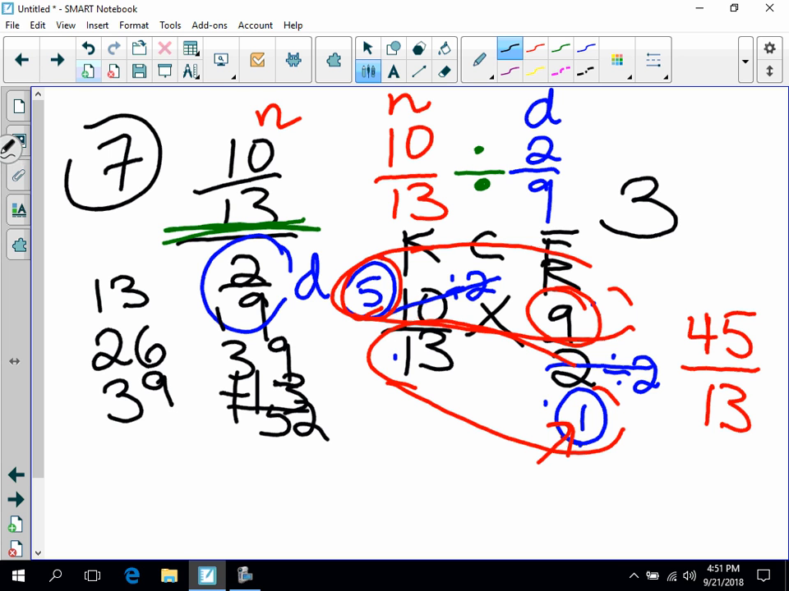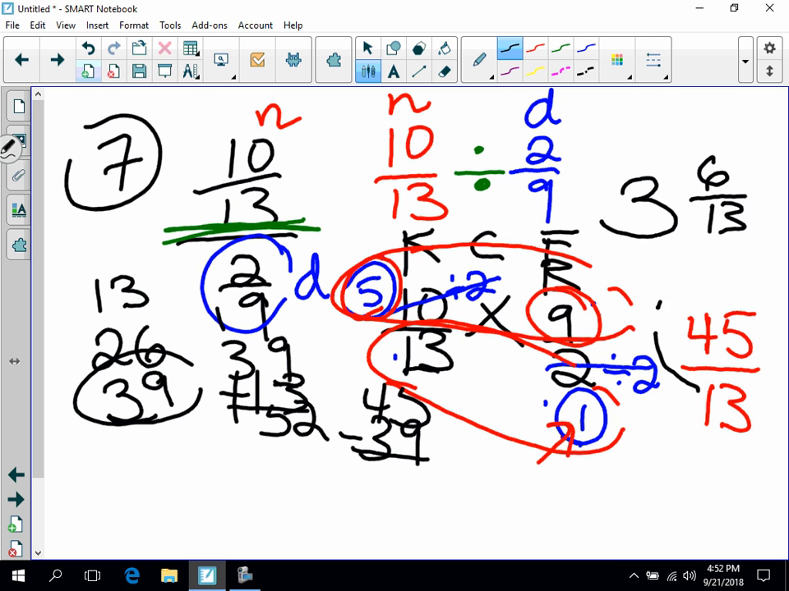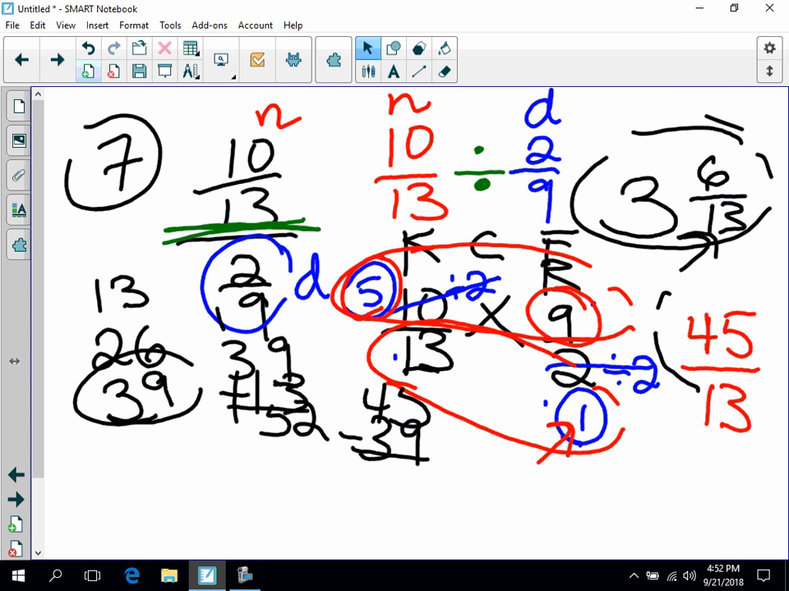Now we need to compare 39 to 45. So 45 minus 39. All right, that's going to be 6. And I keep the denominator the same. So you can either answer 3 and 6/13 or 45/13. And then I'm going to try to pause this recording.